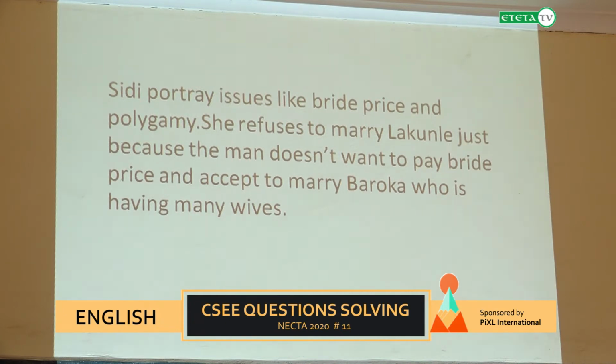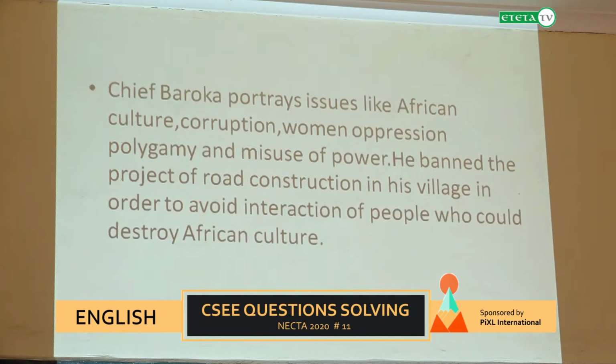Let's go to another character. The last one is Chief Baroka. Same process. The issues portrayed by Chief Baroka are money-like African culture, corruption, and women's oppression. Baroka also shows polygamy and the misuse of power. He portrays various issues here. So after identifying the issues, how does he portray them?